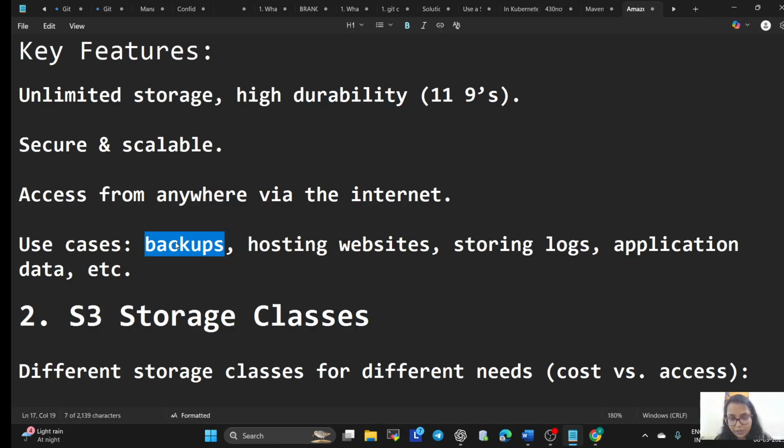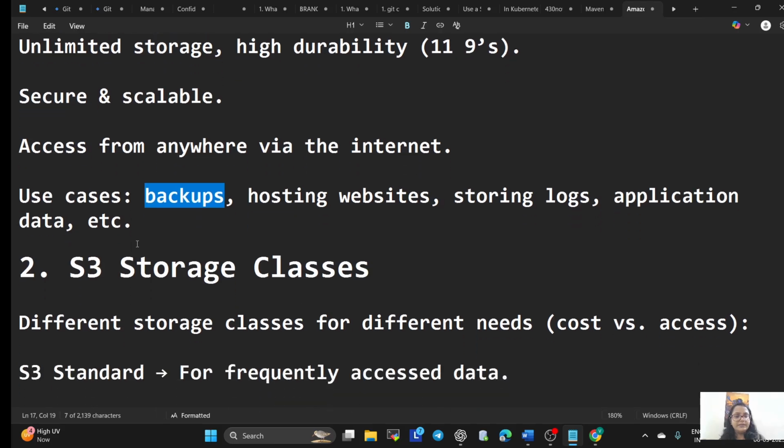And we can store our logs, that is Prometheus logs, Grafana logs, application logs, any log if you want to store, you can store that, see application data and so on. Now, I hope you people understand what exactly S3 is.